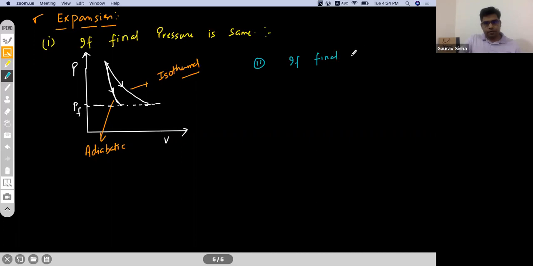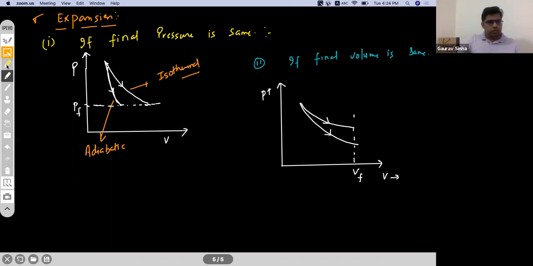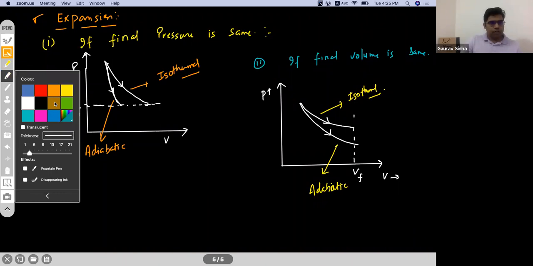If the final volume is same, so we have expansion, so the final volume is same, the curve could be like this. See, the final volume is same. It is Vf. Volume axis, pressure axis, this is the expansion, so volume is increasing, you see. Correct? So in this case also, like I said, the lower graph is adiabatic, and the upper one is isothermal always. One more thing you must keep in mind. Note, all of you write down.